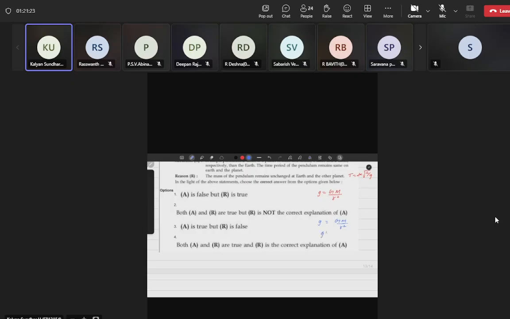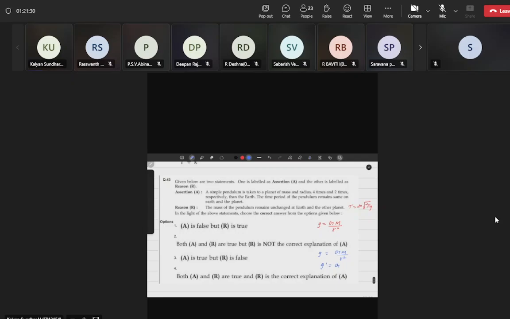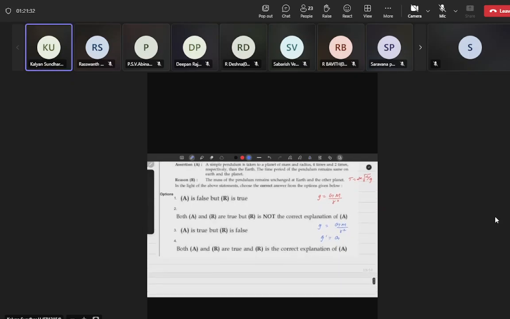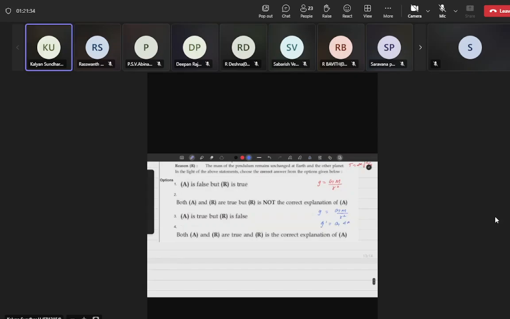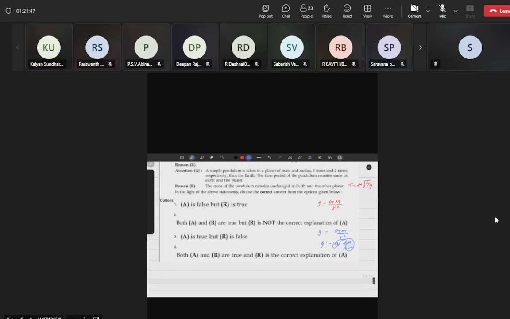And g dash for some other planet. This capital G remains constant. For the planet, mass is 4 times and radius is 2 times, so it will become 4R square. So this G M by R square will be as usual the same thing. Correct? So assertion true.